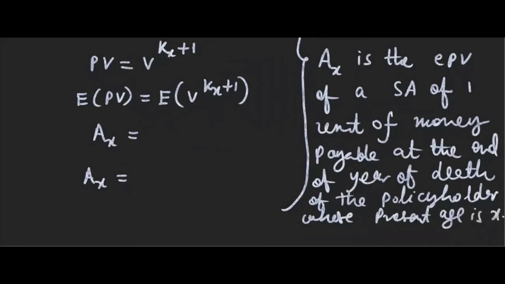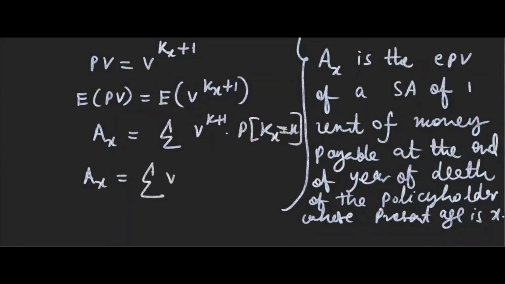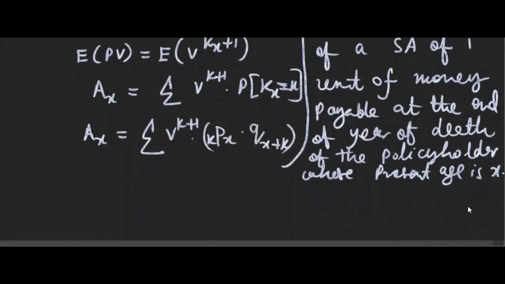Ax is the expected present value of a sum assured of 1 unit of money payable at the end of year of death of the policyholder whose present age is x. So when you find the expected present value, that will be equal to v power k plus 1 times the probability Kx is equal to k. These expressions you need to remember. This is p x k q x plus k from the table. You see the table, Kx is equal to 0, 1, 2, all those.